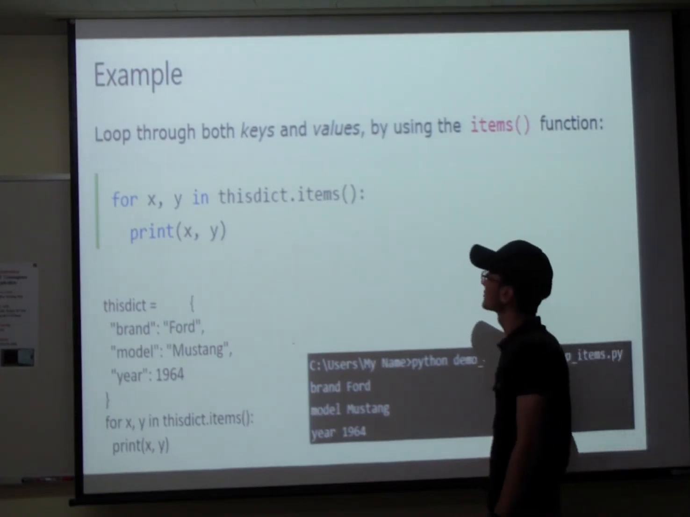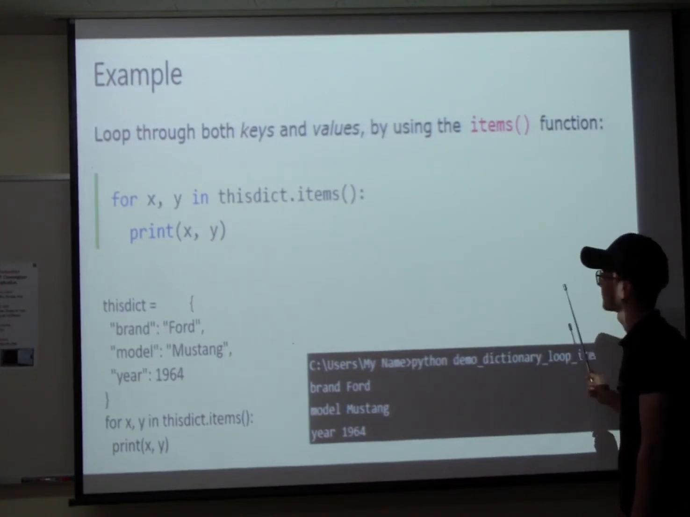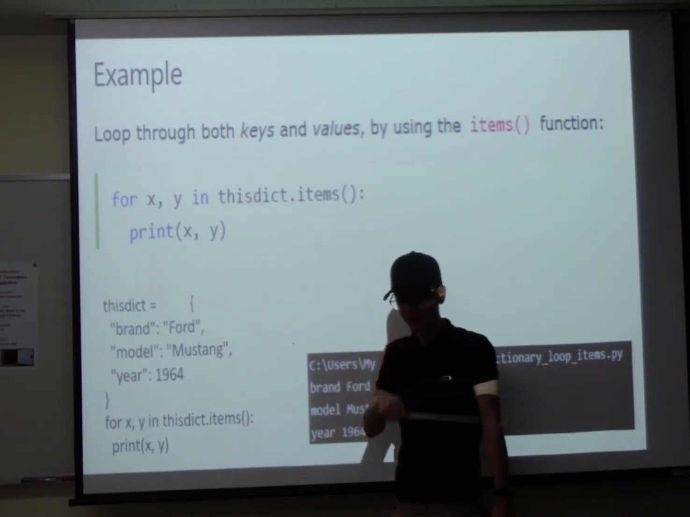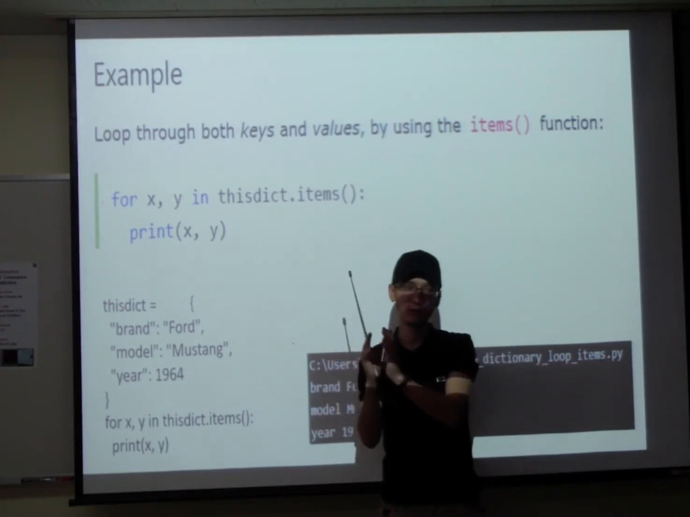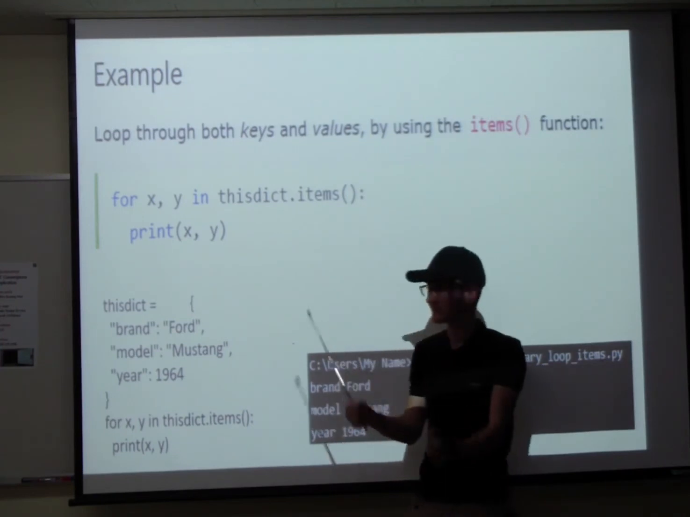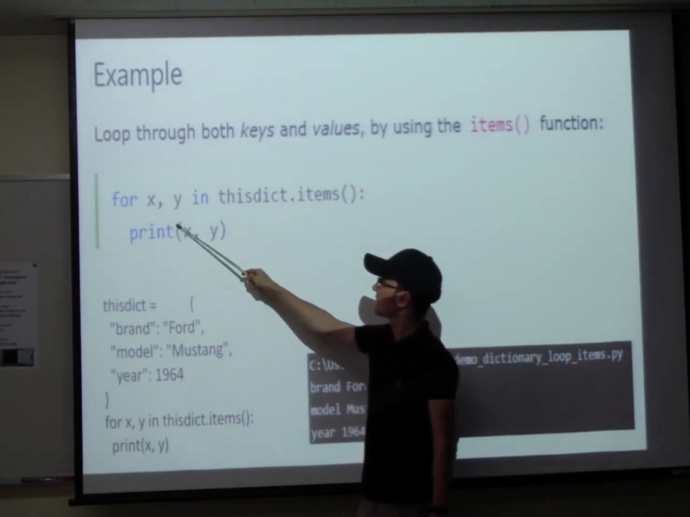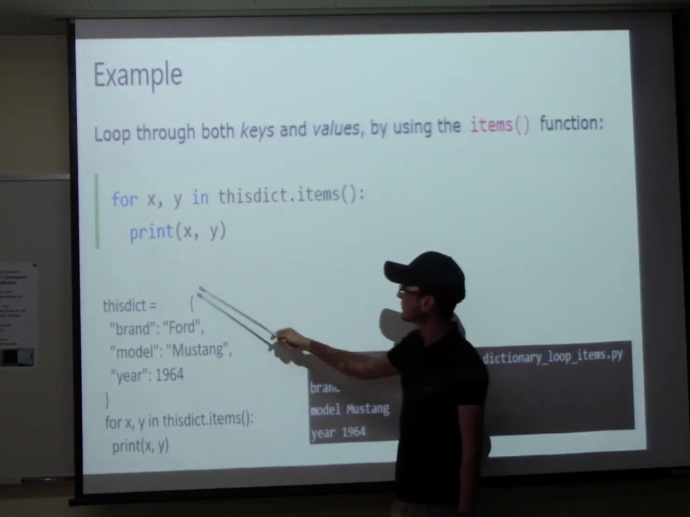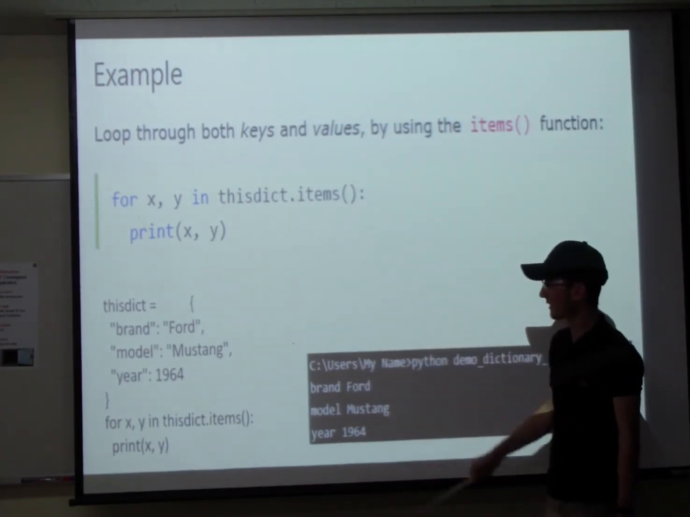So, loop through both keys and values by using the items function. We can loop through and print not only the value or not only the keyword, but both of them, by using the items function. For x, y in this dict dot items, print x, y. So we will have all the items here.